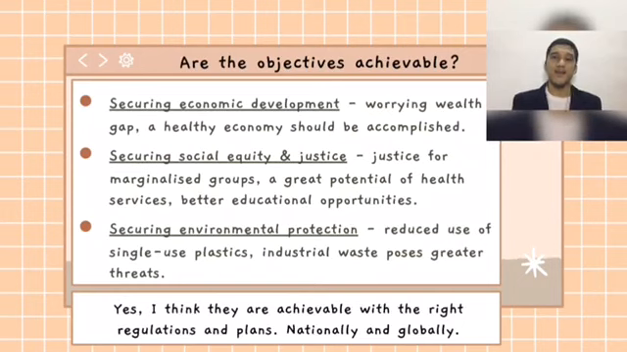However, in my opinion, these objectives are achievable in the long run with the right regulations and plans, nationally and globally. The Sustainable Development Goals are unique in that they cover issues that affect us all. They reaffirm our international commitment to end poverty permanently everywhere. They are ambitious in making sure no one is left behind. More importantly, they involve us all to build a more sustainable, safer, more prosperous planet for all humanity.